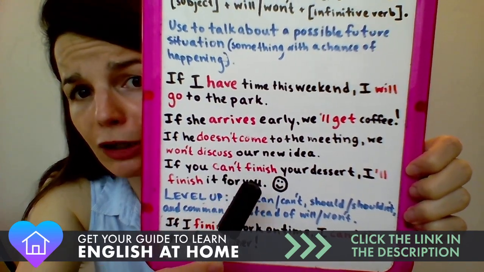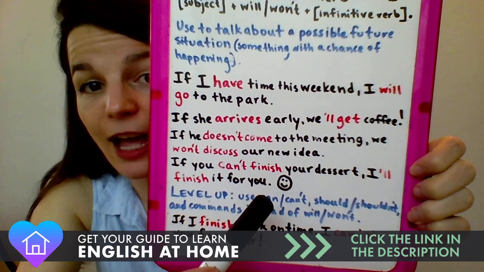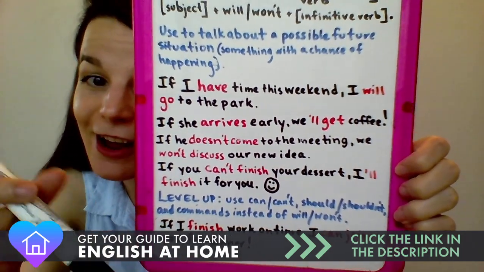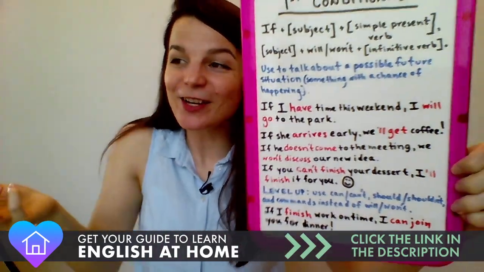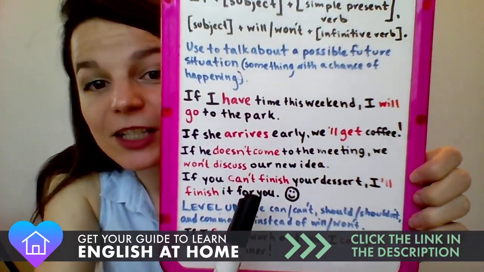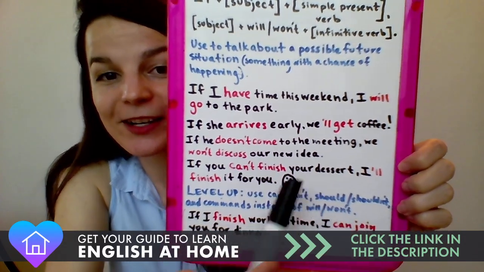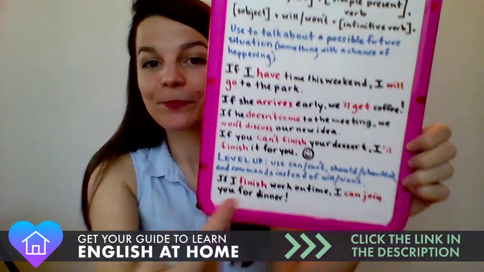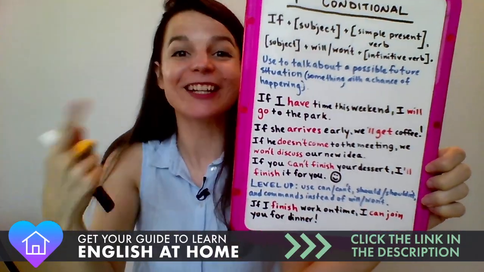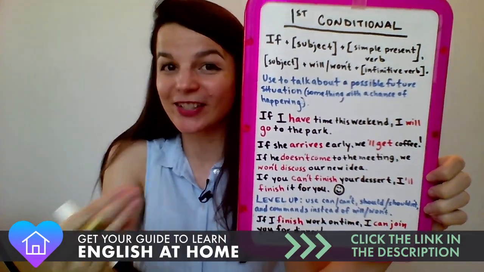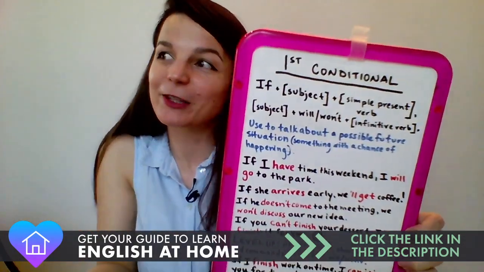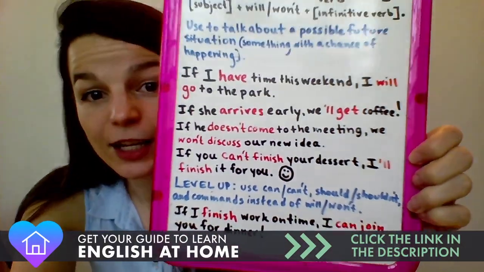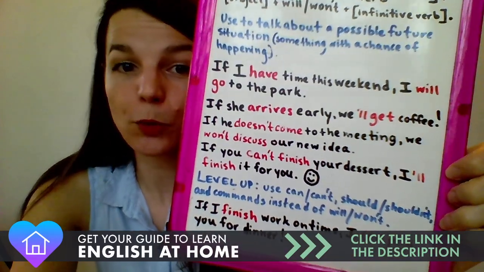If you can't finish your dessert, I'll finish it for you. This might be a good example sentence for many of you. So if you can't finish your dessert means if you cannot eat all of your dessert, I will finish it. I will eat the remaining parts of your dessert for you. So in other words, I want to eat your dessert. That's kind of a funny way of saying this.